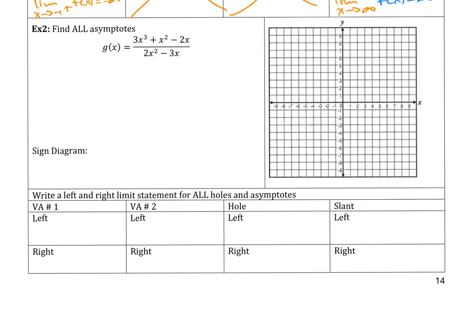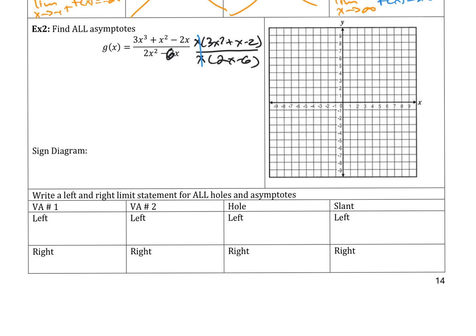Before we jump into our example, we're going to modify this a little bit. We're going to make this negative 3x minus 6x instead. So now we have 3x cubed plus x squared minus 2x over 2x squared minus 6x. The first thing we're going to do is look for a common factor here to see if we have a hole. I'm going to take an x out of my numerator, and I'm left with 3x squared plus x minus 2. And if I take an x out of my denominator, I'm left with 2x minus 6. And that tells me that I definitely am going to have a hole because these x's are going to cancel.